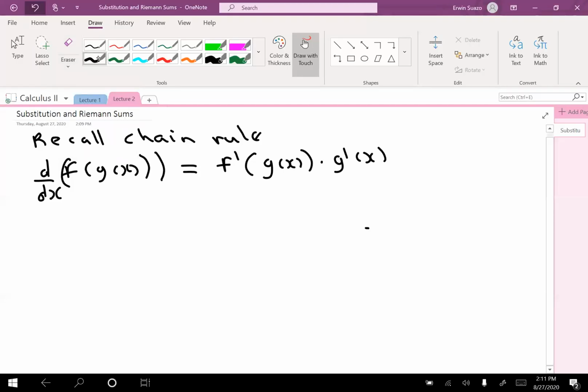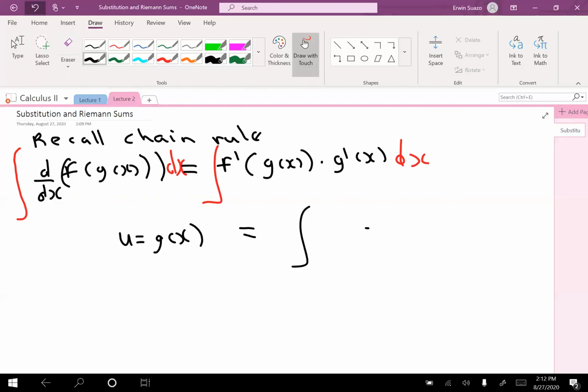Okay, so now look at this. This is chain rule, so this is calculus. All of you did this, but now look at what I'm gonna do. I'm gonna take the integral of both sides, integral with respect to x and integral with respect to x. Now, what happened here? Something interesting is going to happen if I make the substitution u equals g of x.